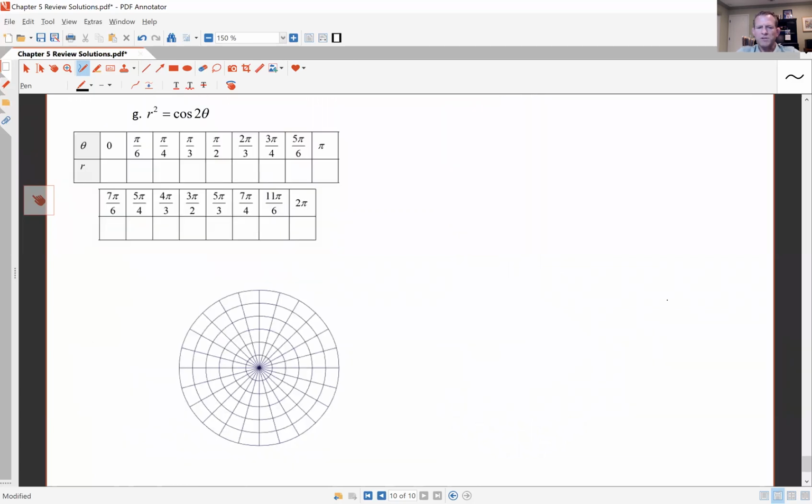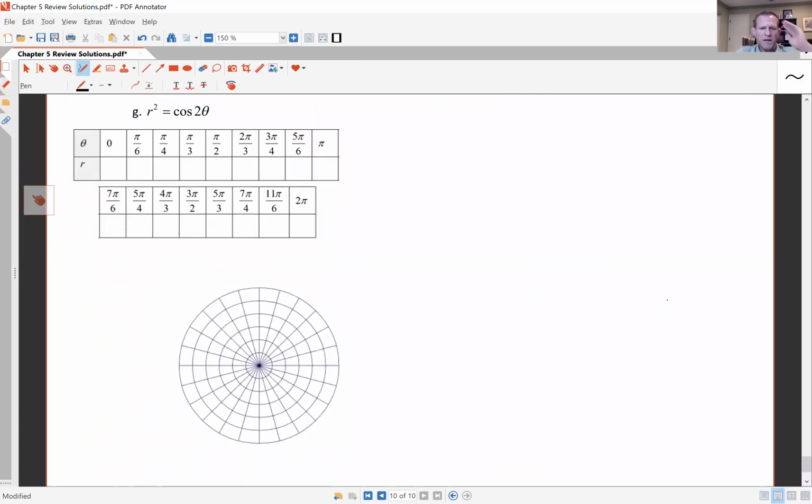And then r squared equals cosine 2 theta. This one's a little bit harder because of the r squared, but the cosine of 2 times 0 is cosine of 0, which is 1. So that says r squared is 1. Theta equals pi over 6. That's cosine of 2 times pi over 6, or cosine pi over 3. That's cosine of 60, which is 1/2. So remember, when you have r squared equals 1, you have r equals plus or minus 1. R squared equals 1/2, you have r equals plus or minus 1 over rad 2, or plus or minus rad 2 over 2.